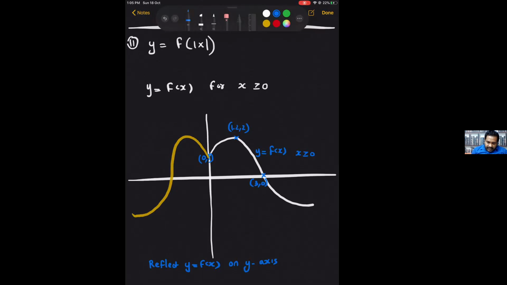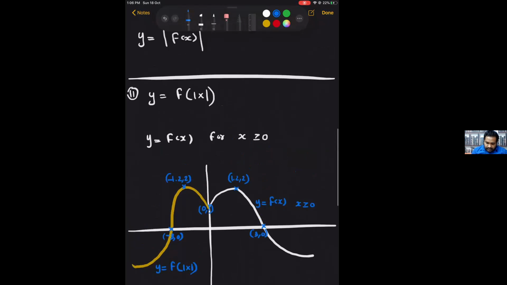Okay, so that means this coordinate is minus 1.22. Okay, and what about this coordinate? This coordinate is minus 30. Okay, and this is the graph for y is equal to f of modulus of x. So that is the main difference.